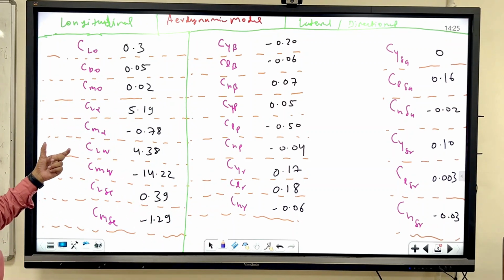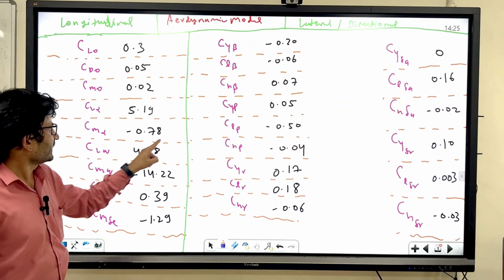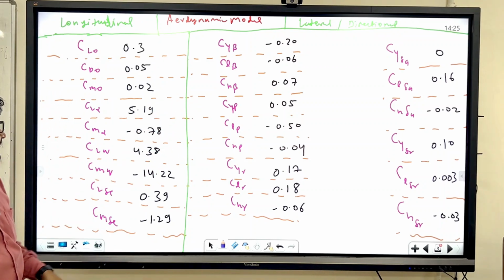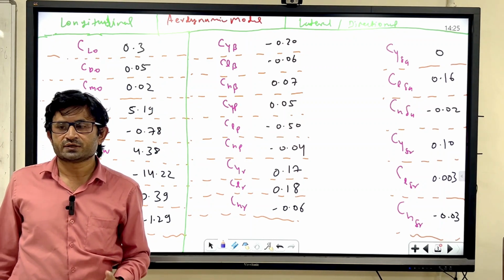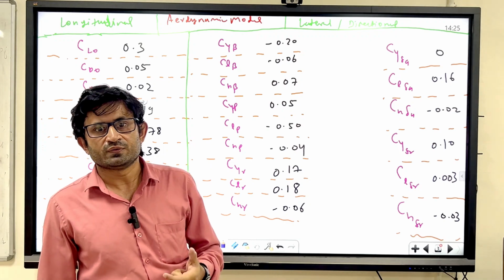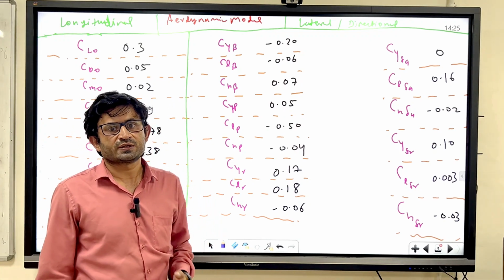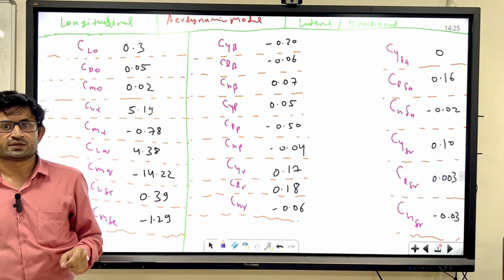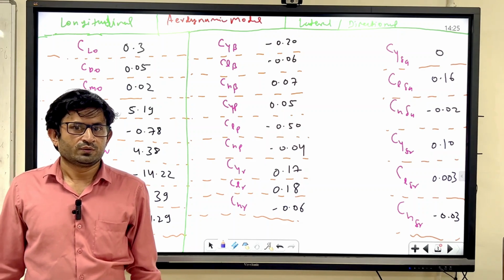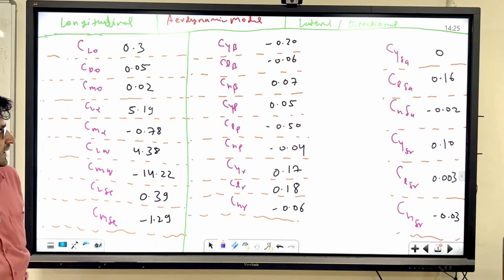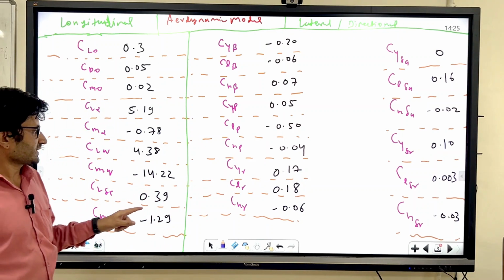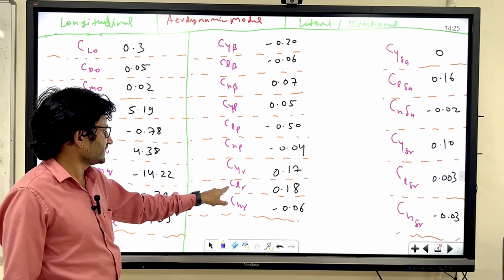We can see that there are static derivatives, CM alpha, CL beta, CN beta, and another is the damping derivative. The damping derivative will decide how much time it will take to damp your aircraft. For example, if the CMQ value is high, then it will take less time to damp. That comes under dynamic stability. And similarly, there are some coupling derivatives involved, CL delta R.